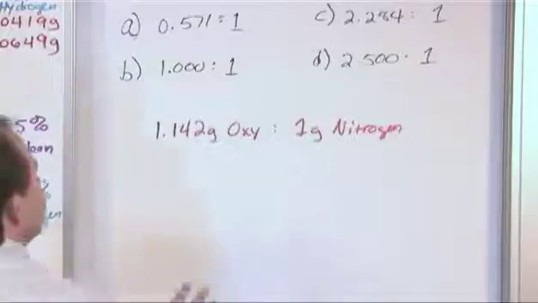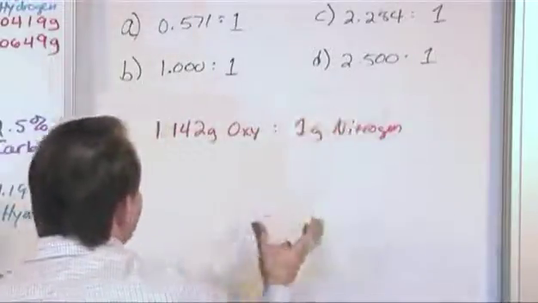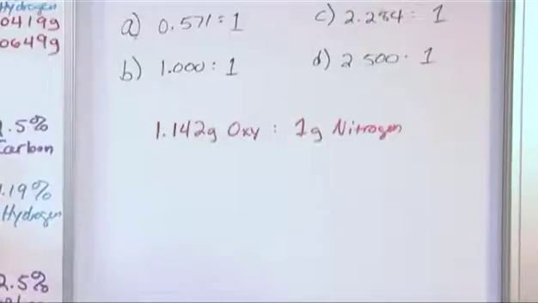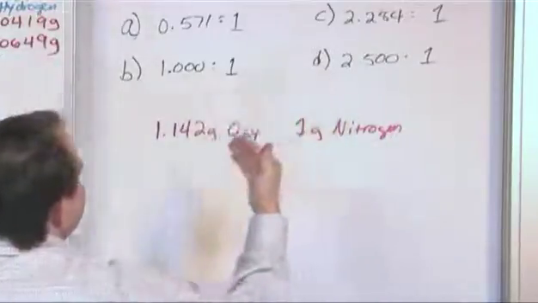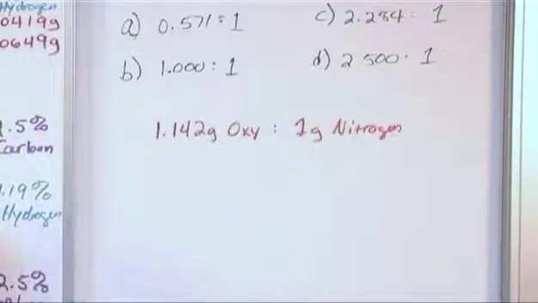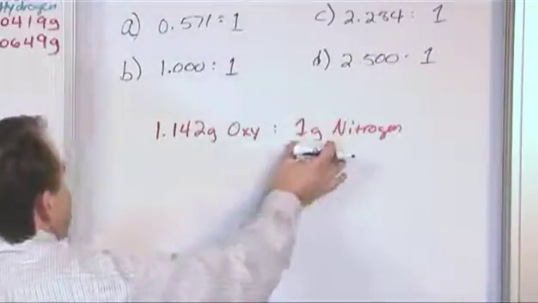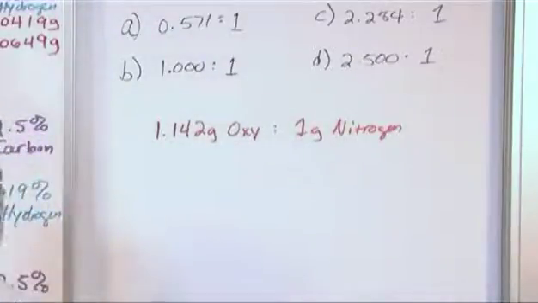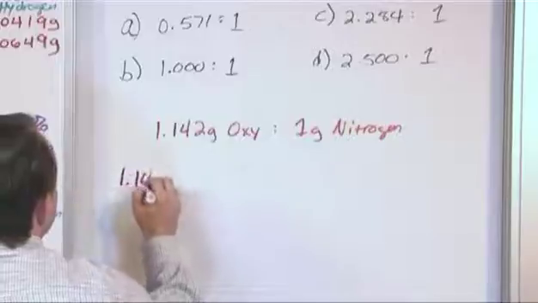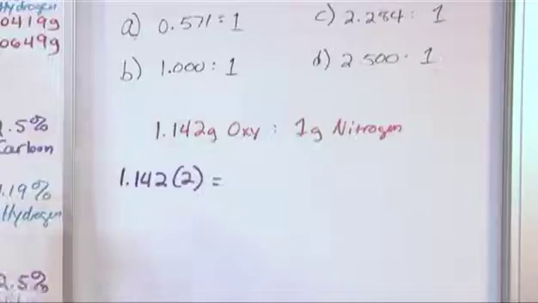So given this information, the only criteria that we would know that one of these guys could possibly be another oxide of nitrogen, in other words, another compound that contains oxygen and nitrogen only, is if these ratios are a nice sort of multiple of this guy here. So what I mean by that is, let's think about this for a second. This is 1 gram of nitrogen to 1 gram of oxygen. So what if I take 1.142 and multiply it by 2? What am I going to get? This guy multiplied by 2.